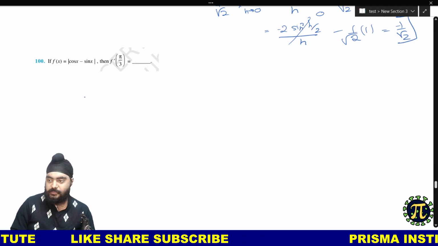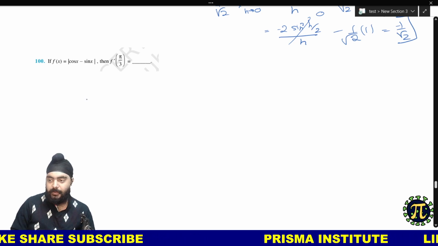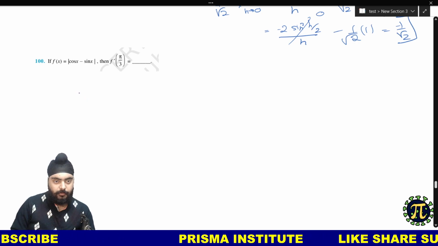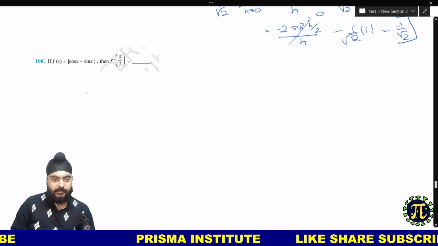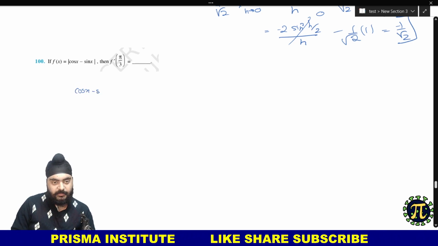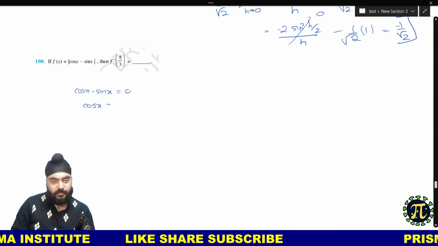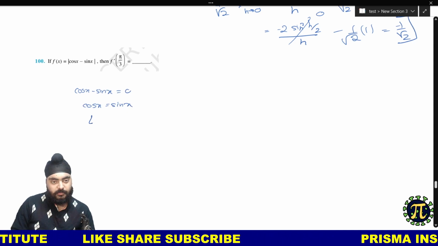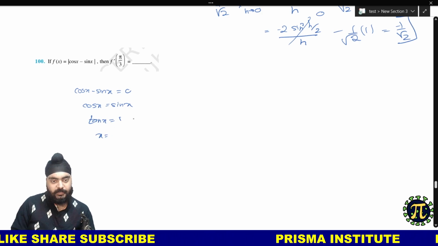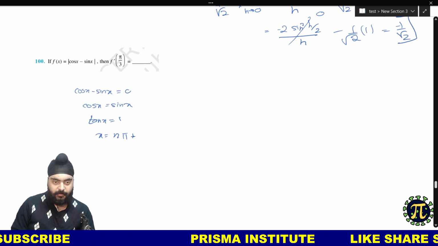The modulus of cos x minus sin x is given and you have to find its derivative at pi by 3. Let's see when this function changes sign. So cos x minus sin x is equal to 0. Where are its zeros? So cos x is equal to sin x, so tan x is equal to 1, tan x is equal to tan pi by 4, and the general solution will be x is equal to n pi plus pi by 4.